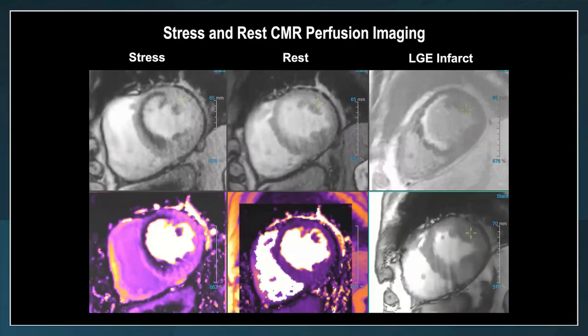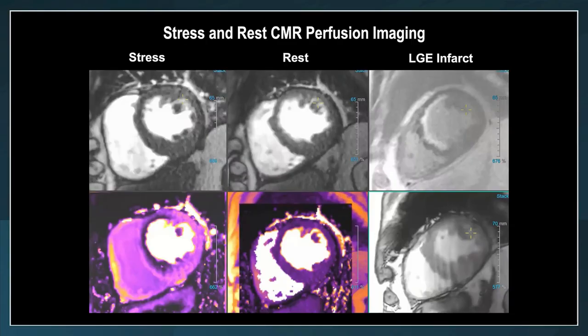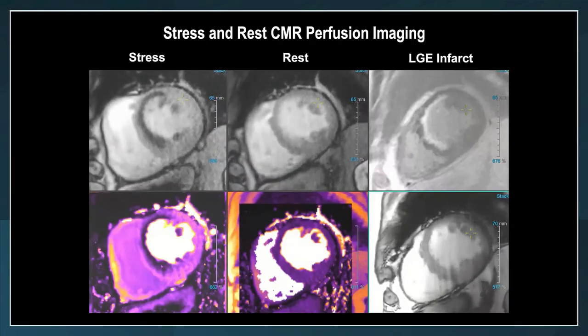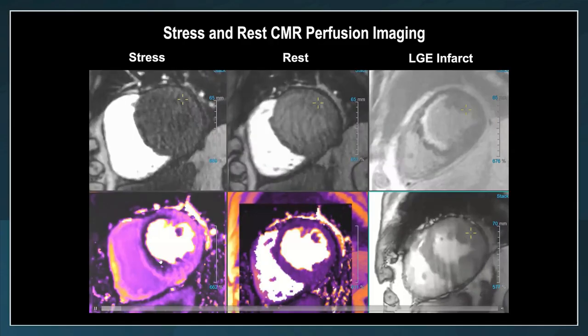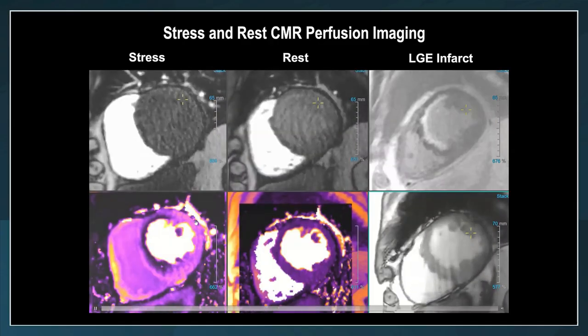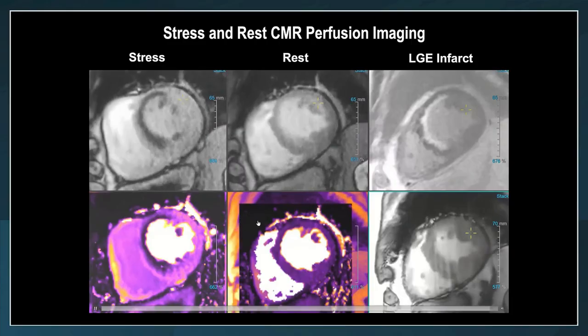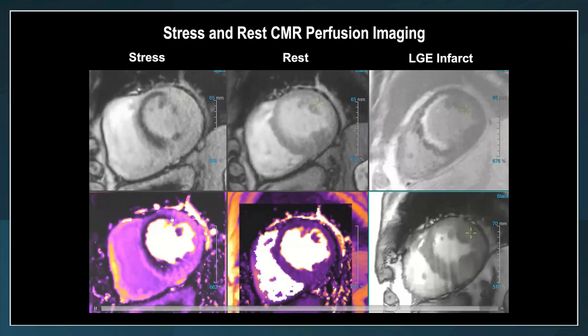Note the incremental additional information you can learn from the cardiac MRI, demonstrating markedly reduced blood flow in the left anterior descending territory during stress, which is different from the low blood flow at rest. You can see a reversal of blood flow in the stress and rest images.